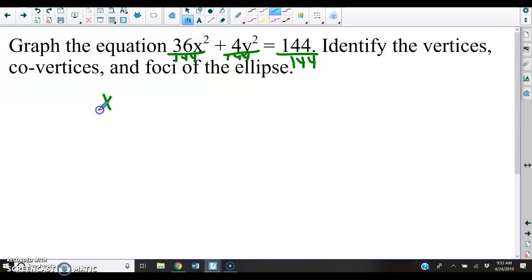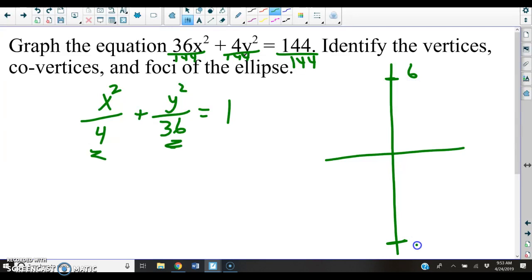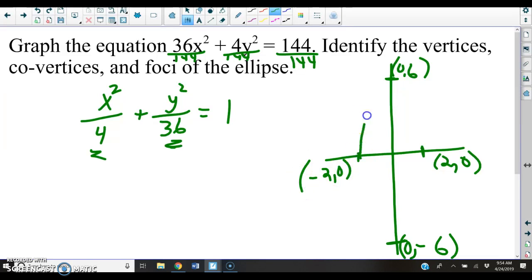So I end up with x squared over 4 plus y squared over 36 equals 1. Well, since 36 is greater than 4 and it's under the y, my major axis this time is vertical. It's like having the football on the tee. So this is going up to 6 and down to negative 6. So if you want to put the point in, you put 0, 6, 0, negative 6. It's going right and left the square root of 4, so that's only 2. So that would be 2, 0, negative 2, 0. And I can sketch my ellipse.